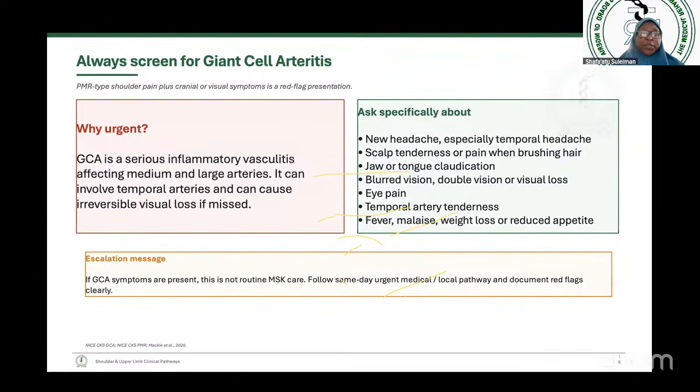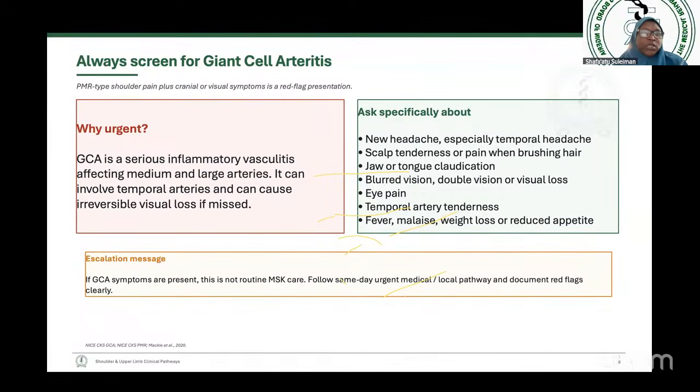So always screen for giant cell arthritis. With polymyalgia rheumatica, it's very important that if we're suspecting it in a patient, we also screen for giant cell arthritis. PMR-type shoulder pain plus cranial or visual symptoms is a red flag presentation, which is an urgent referral. GCA is a serious inflammatory vasculitis affecting the medium and large arteries, and it can involve the temporal arteries, and it can cause irreversible visual loss if missed.